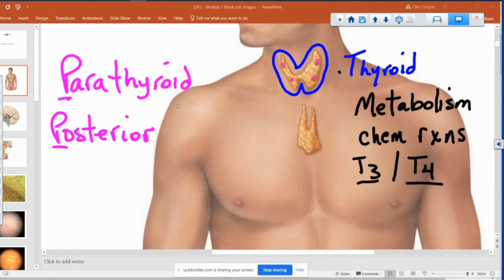They are always posterior. What's posterior mean? To the back. Very good. They're on the back side of the thyroid. They're not on the front. And by the way, the thyroid is just under your skin here. If you have a problem with the thyroid and it's bulging out, you see it through the skin. Sometimes people get diagnosed with thyroid cancer because somebody notices, hey, you got a lump over here. Go get that checked.